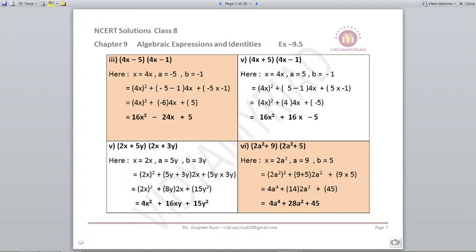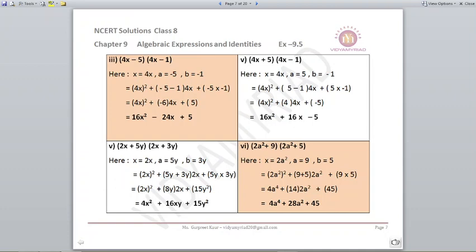Fifth part, 2x plus 5y, 2x plus 3y. So x is 2x, a is 5y, b is 3y. So when you write it like this, write the formula, you will never make a mistake. So (2x) the whole square plus (5y plus 3y) in bracket 2x plus 5y into 3y. Answer comes to 4x square plus 16xy plus 15y square.